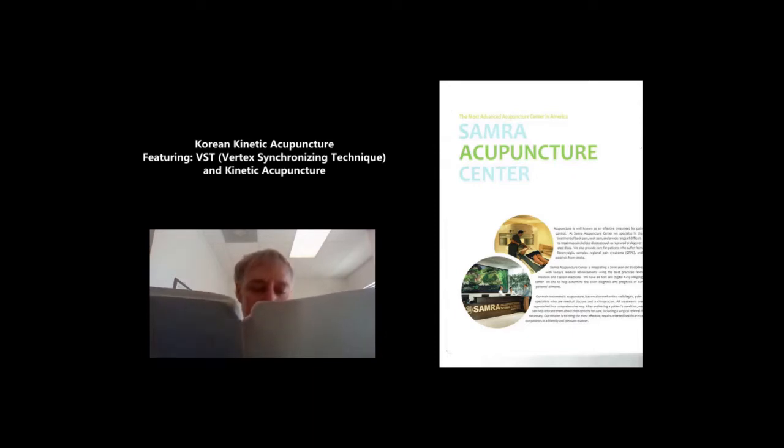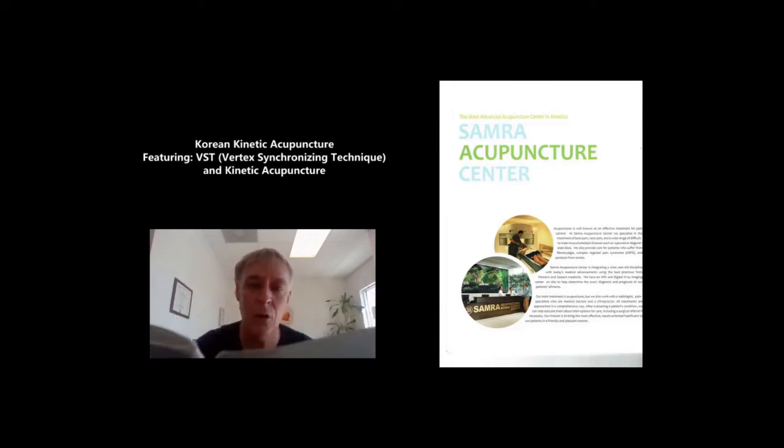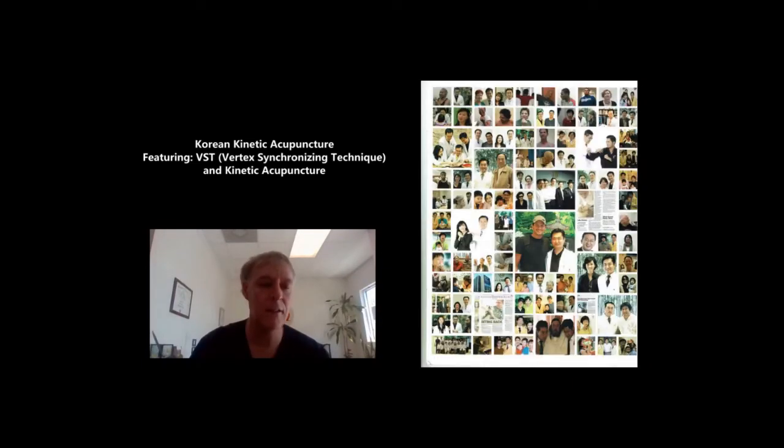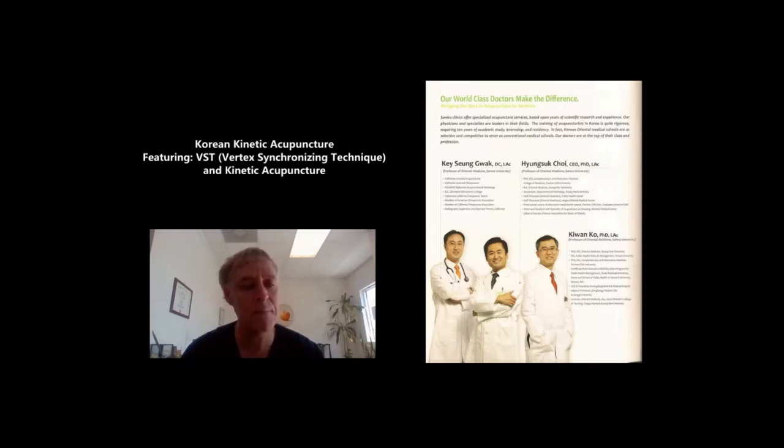of our patients' ailments. Our main treatment is acupuncture, but we also work with a radiologist and a pain specialist, who are medical doctors, and a chiropractor. All treatments are approached in a comprehensive way. After evaluating the patient's condition, we can help educate them about their options for care, including surgical referral if necessary. Our mission is to bring the most effective, results-oriented healthcare to our patients in a friendly and pleasant manner. On the following page, you'll see the biographies. Our world-class doctors make the difference, bringing the best in acupuncture to America.